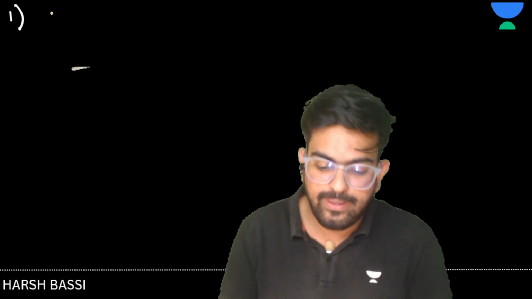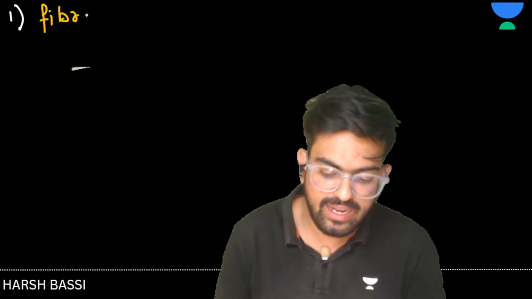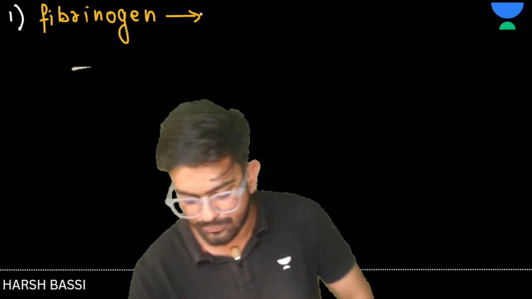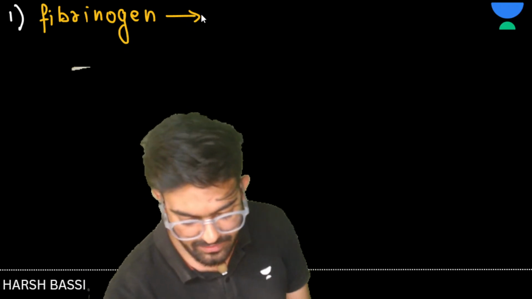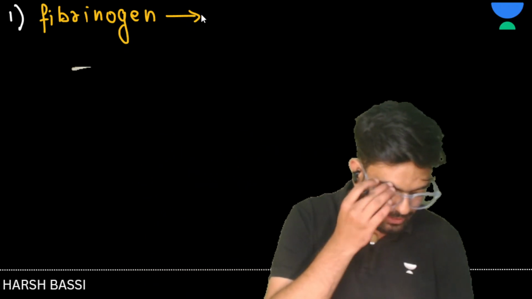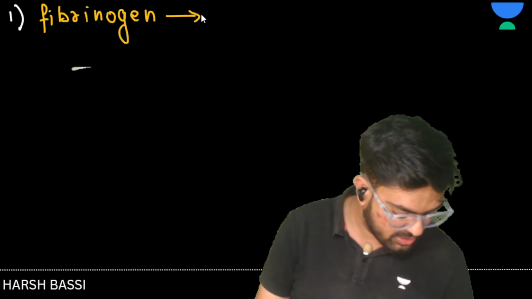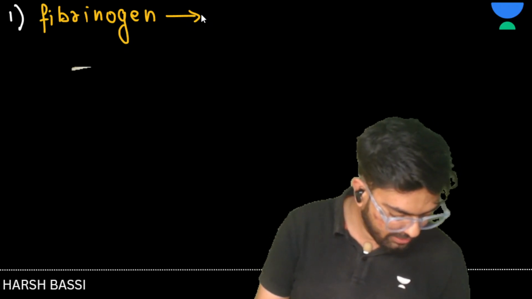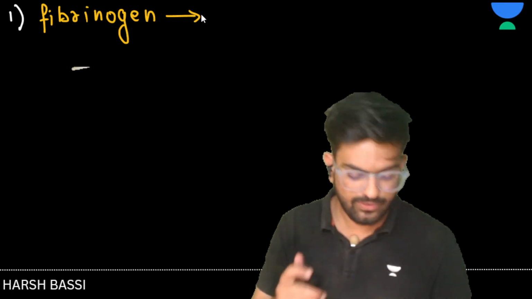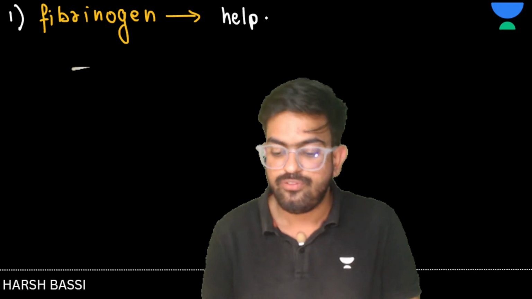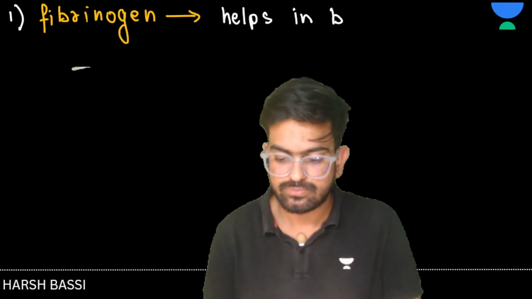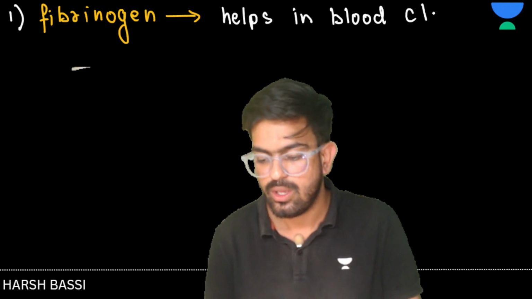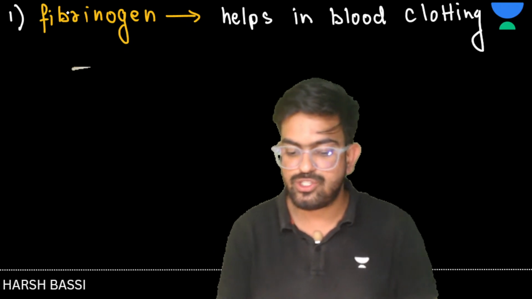So if I talk about fibrinogen, fibrinogen क्या करता है? What does this fibrinogen do? Anyone in the comment section? What is the work of fibrinogen? The work of fibrinogen is blood clotting. Fibrinogen helps in blood clotting. Yes or no? Clear?